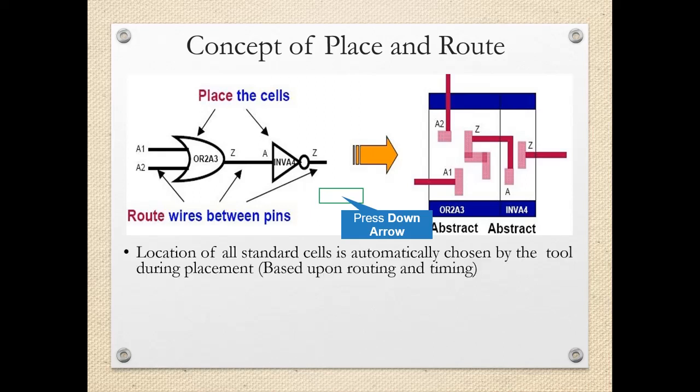The location of all the standard cells is automatically chosen by the tool during the placement based upon the routing and the timing. The pins are physically connected during the routing based upon the timing. So you can see the output pins like A1, A2, Z. All these pins are taken outside because these are the physical pins available on the chip.